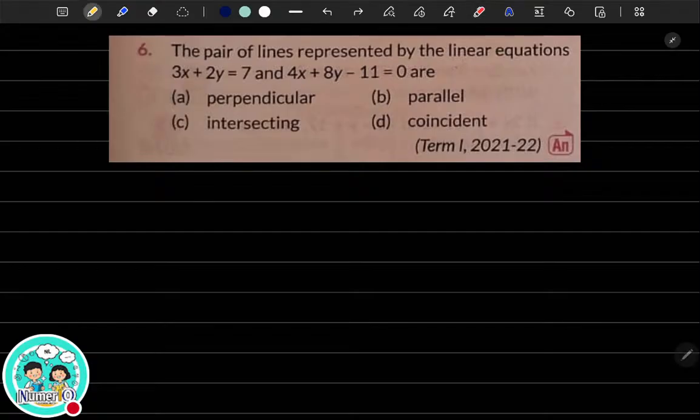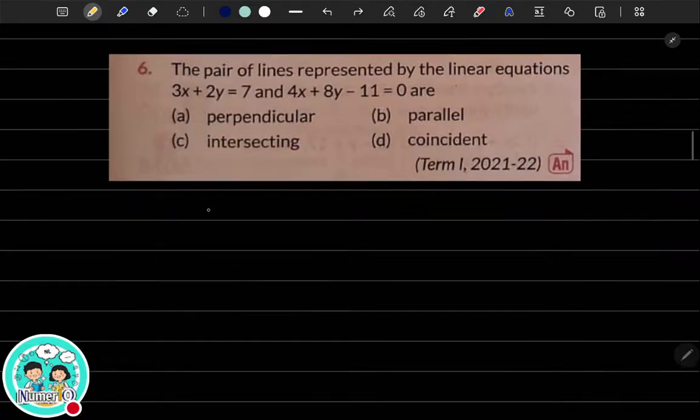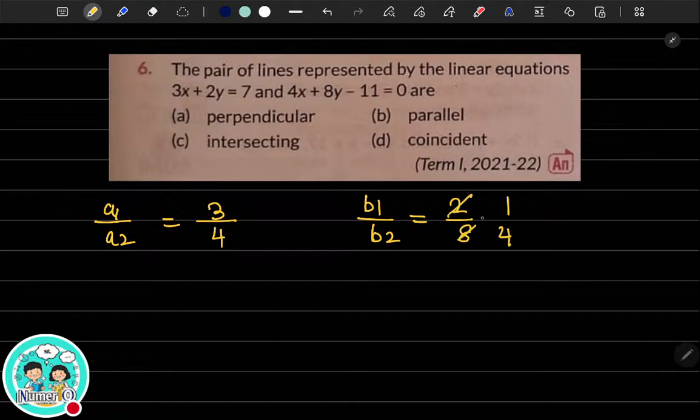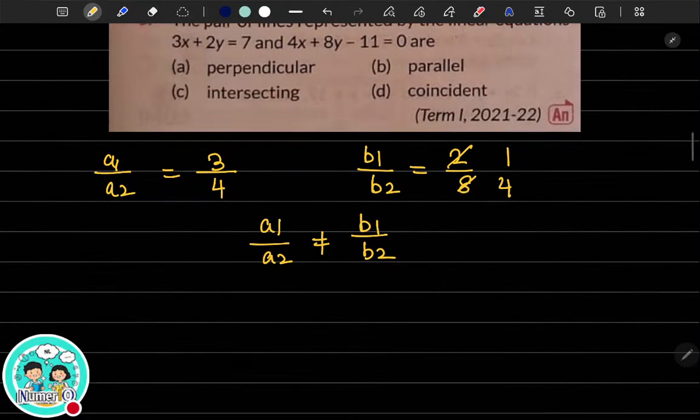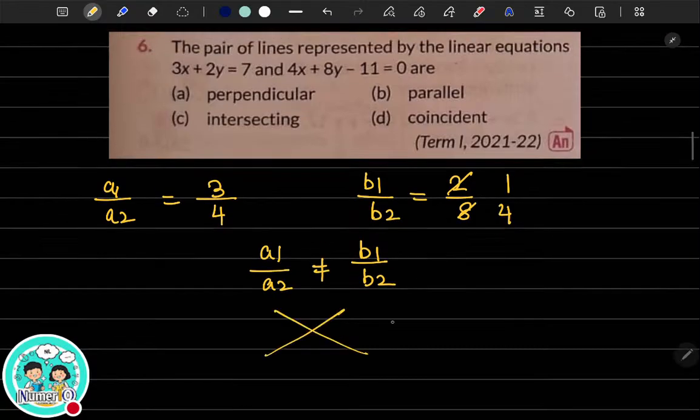So let me also do it for you. Just see your A1 by A2 ratio. What is your A1? 3. What is your A2? It is 4. What is your B1 by B2? So A1 by A2 is 3 by 4, and B1 by B2 is nothing but 2 divided by 8. Is A1 by A2 equal to B1 by B2? No. So the minute you have A1 by A2 not equal to B1 by B2, it's the first scenario. That means the lines are intersecting.